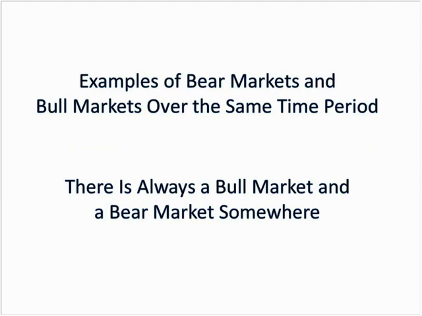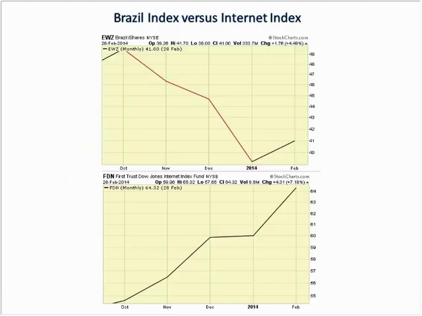So let's take a look at some examples of bear markets and bull markets over the same time period. So there's always a bull market somewhere, and there's always a bear market somewhere that we can take advantage of using ETFs. And these are just examples over different time periods. You can see the Brazil shares are in a downtrend in a bear market, and at the same time, the Internet index is in a strong bull trend. So that's an example of a bear market and a bull market over the same time period.